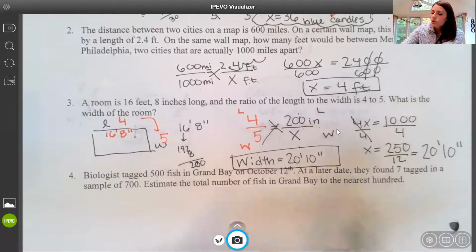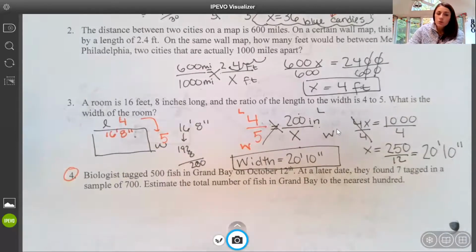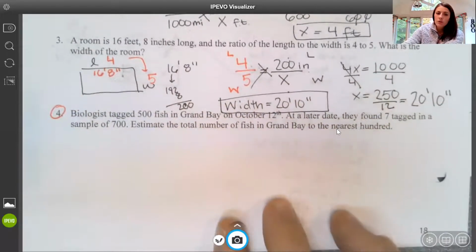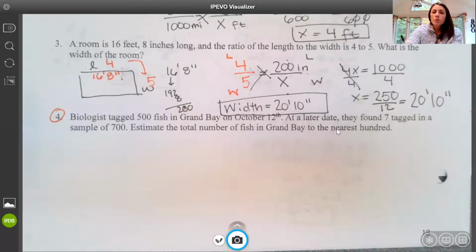Okay, I want you to try to set up this one on your own. So read through that problem about the fish and try to set up a proportion and solve, and then continue the video.